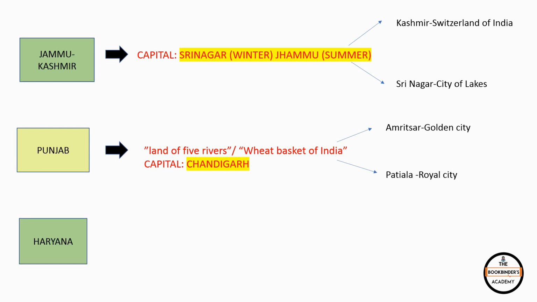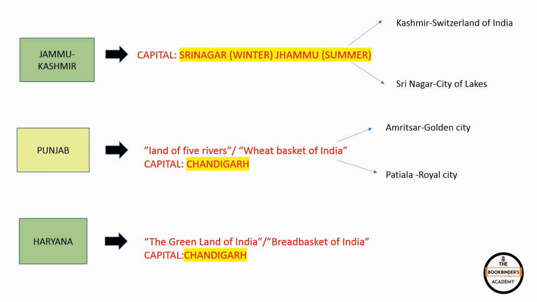Now let's move on to the next state, that is Haryana. Haryana again has the capital Chandigarh. It shares it with Punjab, and it is referred to as the green land of India or the bread basket of India. Now Punjab and Haryana both can be referred to as the wheat basket of India or bread basket of India. Hence, it is less likely that you get a question like that. But you will definitely get a question asking which state is referred to as the green land of India. In that case, the answer would be Haryana. Now, the city that has a nickname in Haryana is Panipat.